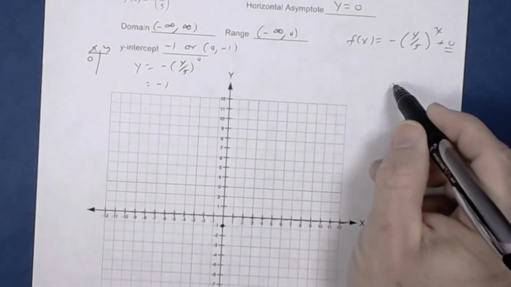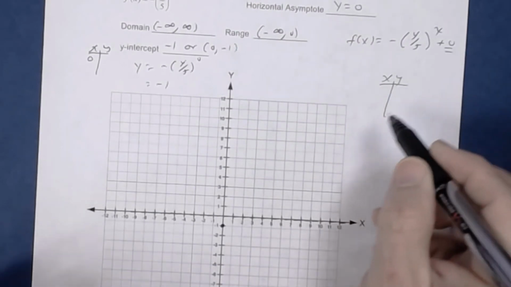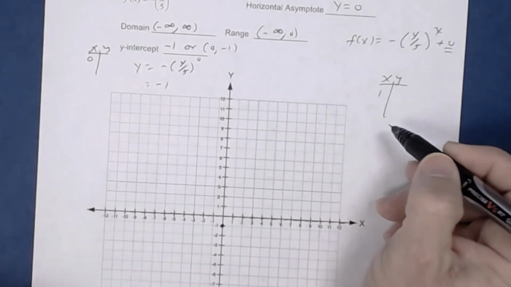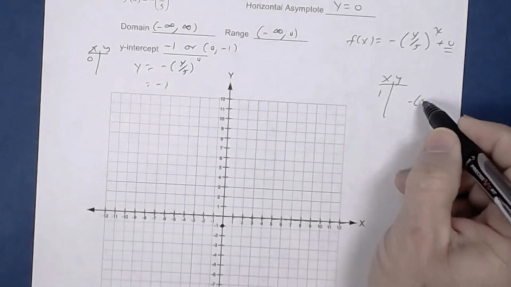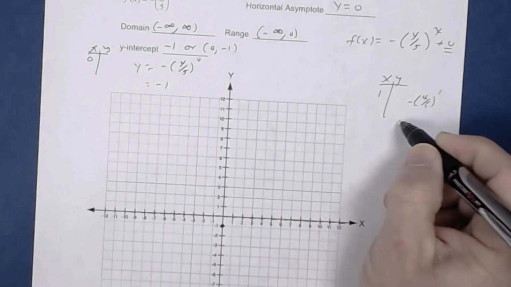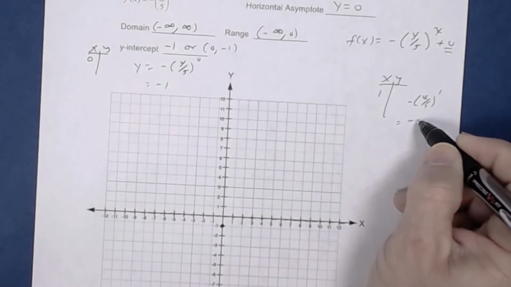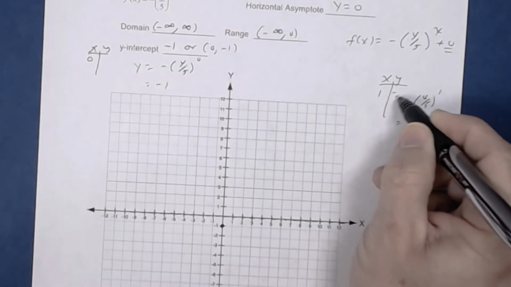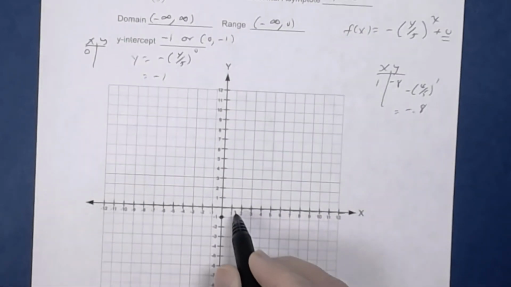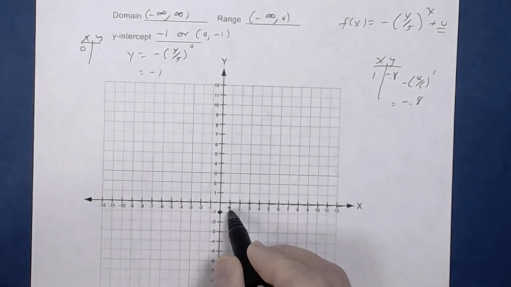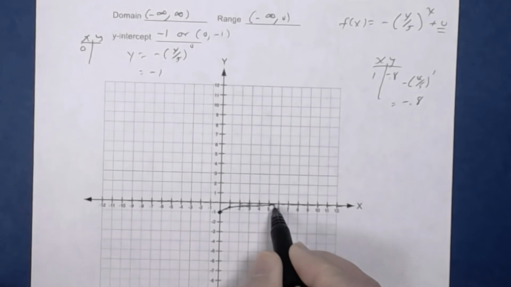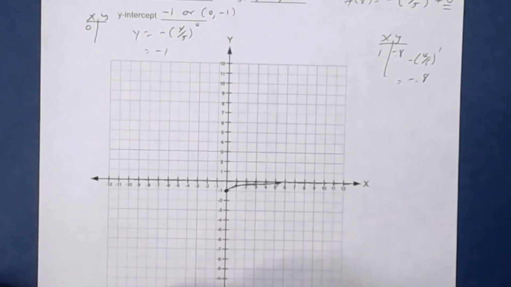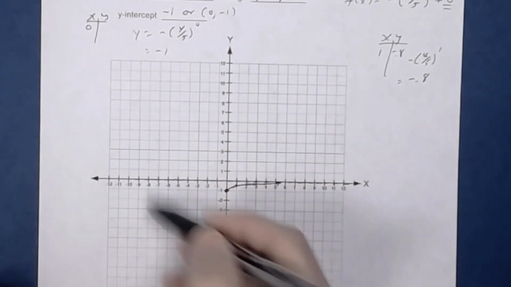So let's use a couple more points. If x is 1, I get negative 4/5 to the first, which using a calculator gives negative 0.8. So 1, negative 0.8 is here. You see how your graph is getting closer and closer to the horizontal asymptote. On this side it falls rapidly, so let's pick some numbers on this side.